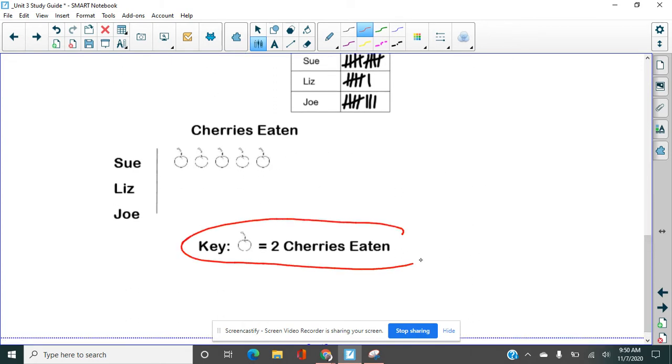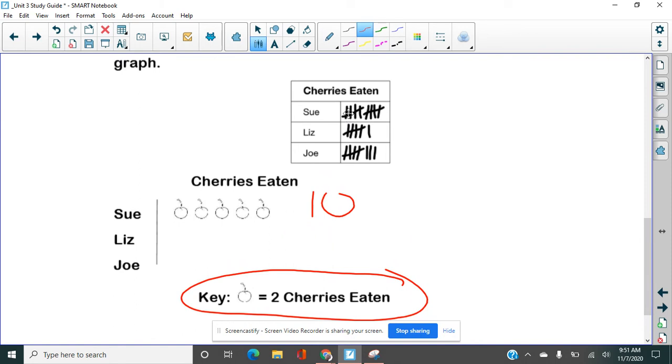Oh, look at this. What does this key tell us? The key tells us how much each picture stands for. So we can see that each of these little cherries is 2. So Sue had 2, 4, 6, 8, 10, right? This is worth 10, not 5. Okay. Now, how does that match the tally chart? Well, Sue, right? Here's a group of 5. Here's another group of 5. 5 plus 5 equals 10. Okay. So let's look at Liz. Liz has a group of 5 plus 1 more.